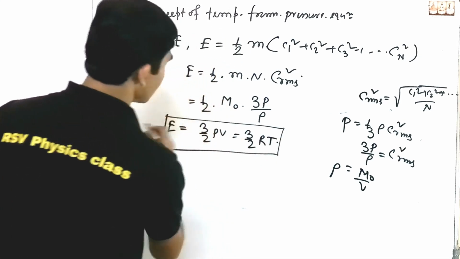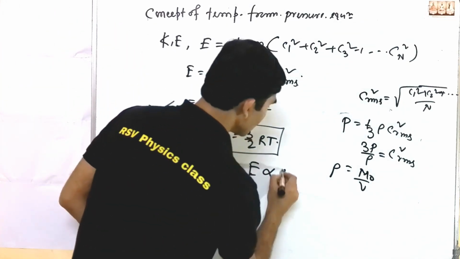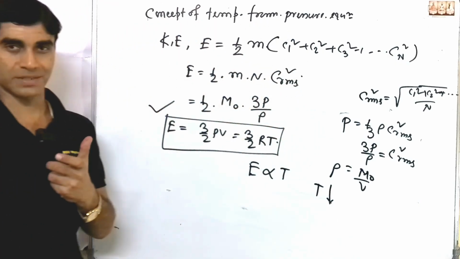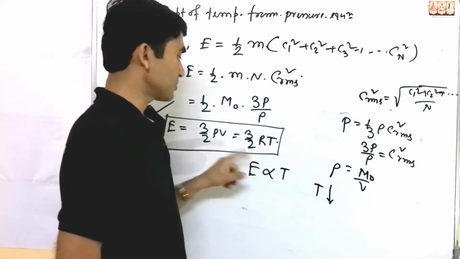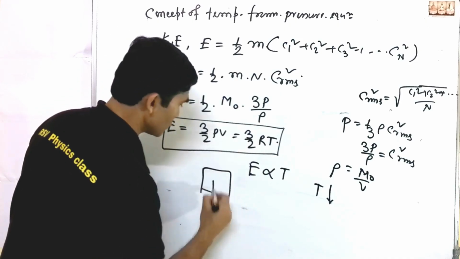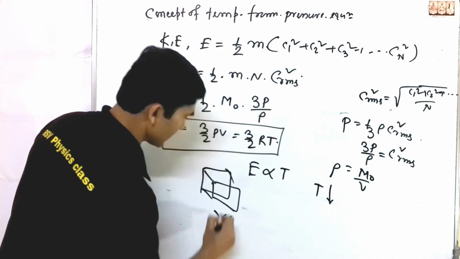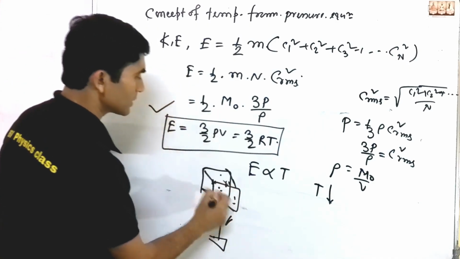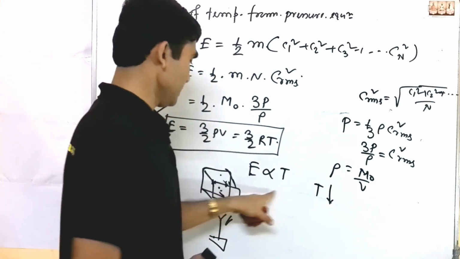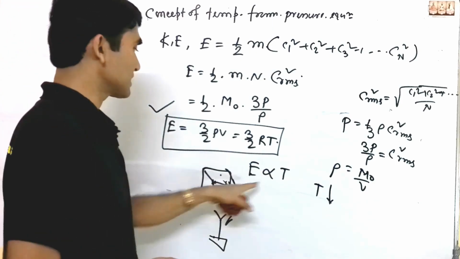So E equal to 3/2 RT, this is your expression. So E is proportional to T. So when T tends to 0, absolute zero temperature, your kinetic energy also stops. Whenever you are putting some heat, suppose in this closed vessel you are giving heat, so the gas molecules will take heat, and this heat will increase their kinetic energy and obviously their temperature.